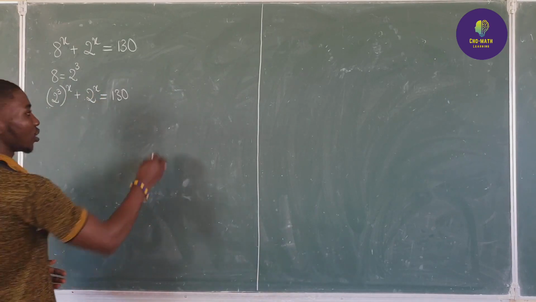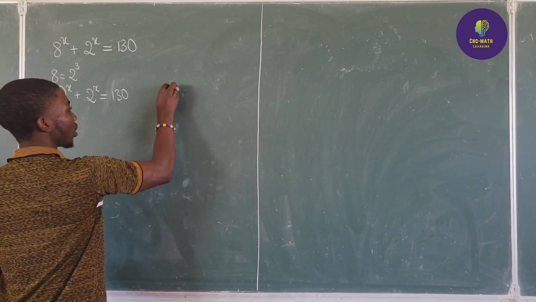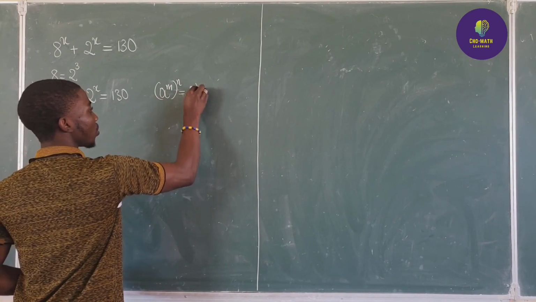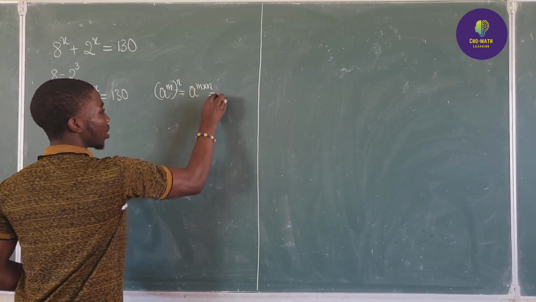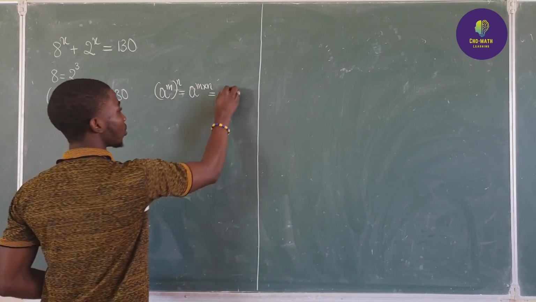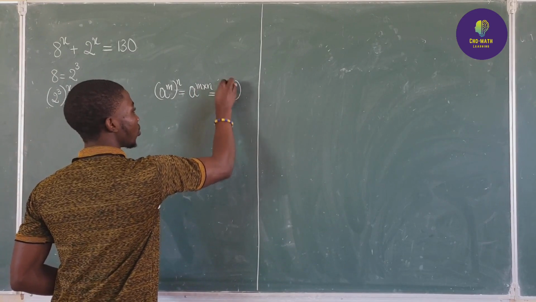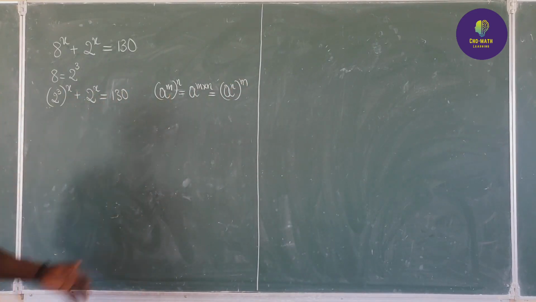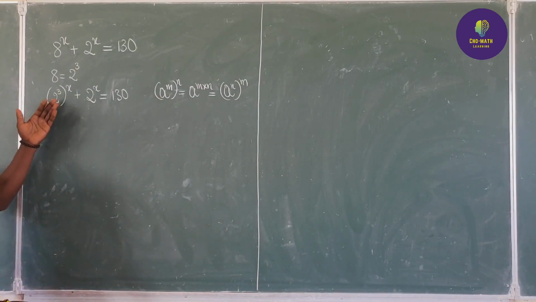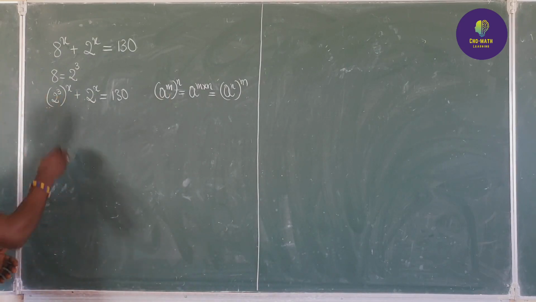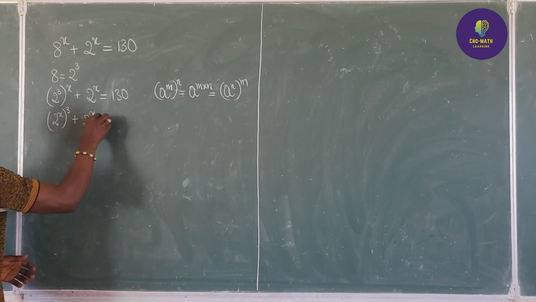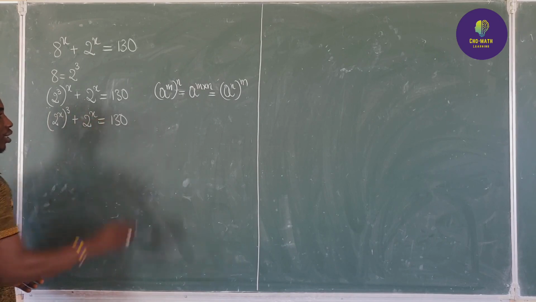Now we know that if you have a to the power m, all this to the power n, this is equal to a to the power m times n, and this is also equal to a to the power n, all this to the power m. I'm going to apply this formula here. So instead of 2 to the power 3, all this to the power of x, I have 2 to the power x, all this to the power 3, plus 2 to the power x is equal to 130.